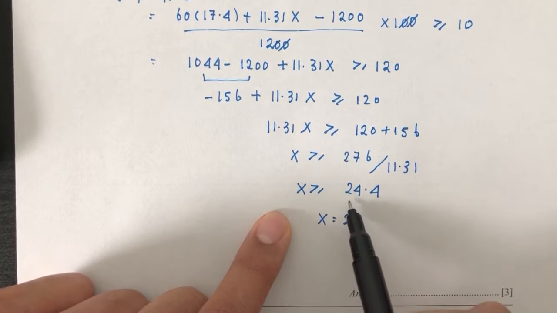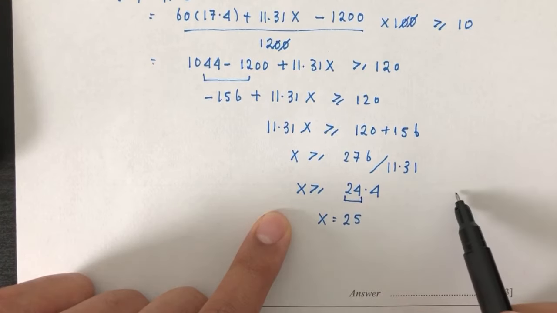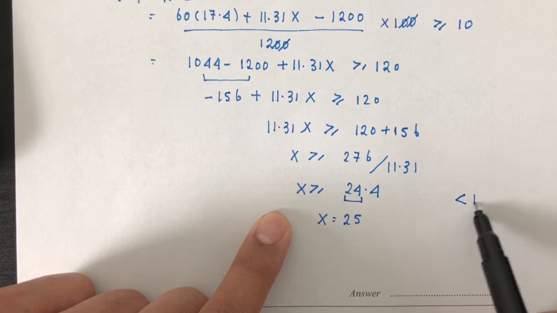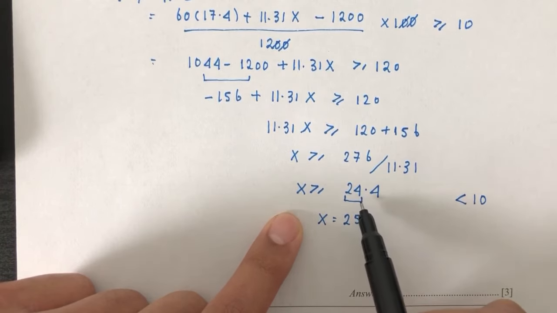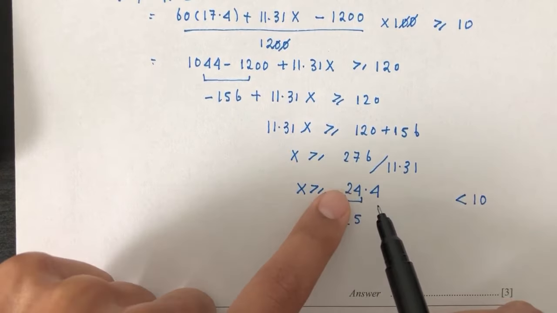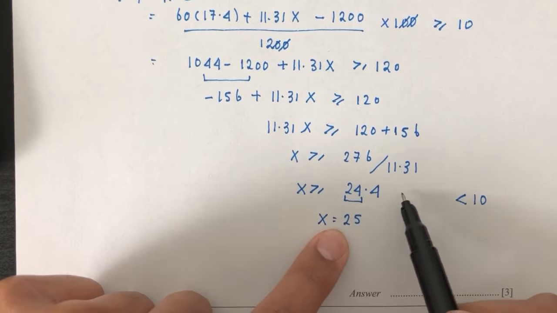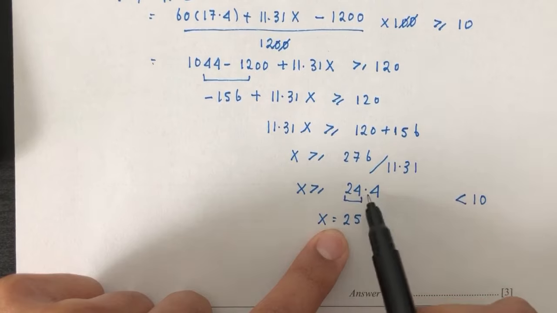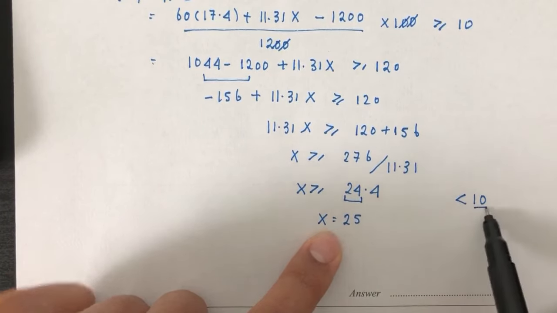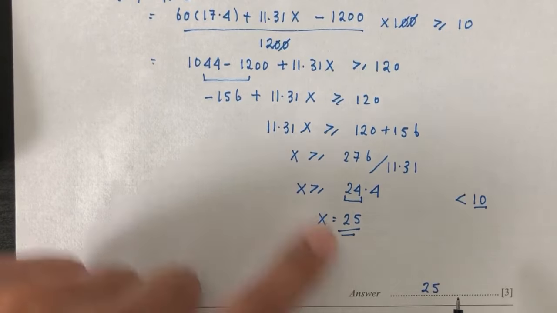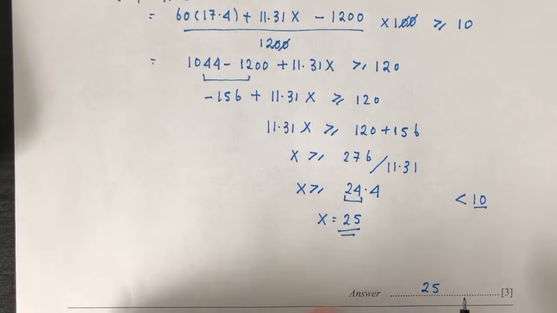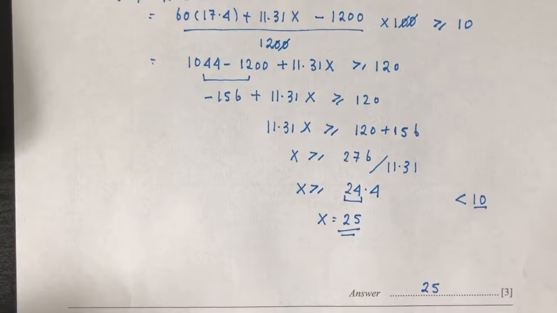So for example, if you were to choose 24, the profit will be less than 10%. I hope that makes sense, because only if you choose this one, it will be at least 10%. If you choose less than 24.4, it will be less than 10%. So you have to choose 25 for it to be at least 10%. So that will be part D of question number 1.